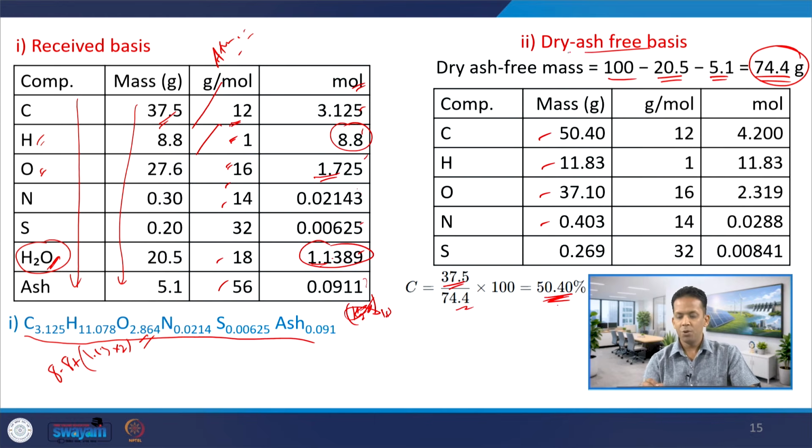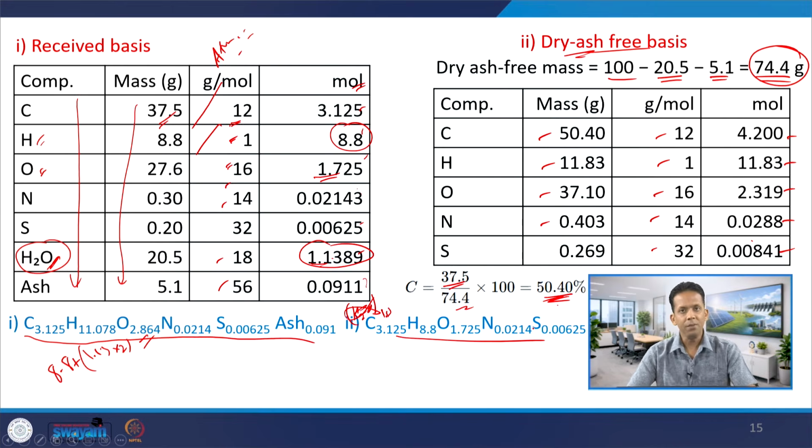Since we are doing it on dry ash free basis, we don't need to include water and ash in this table. Once we get the new masses based on new percentages, we divide them by their atomic weights to calculate the number of moles, and these molar coefficients will give us the molecular formula of biomass on dry ash free basis. Now this is on residue basis, and this is on dry ash free basis.